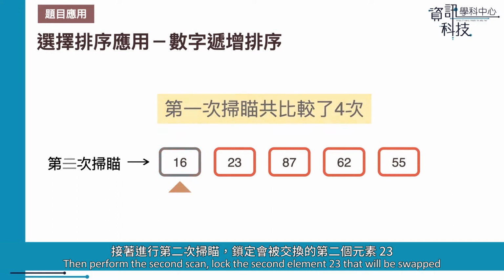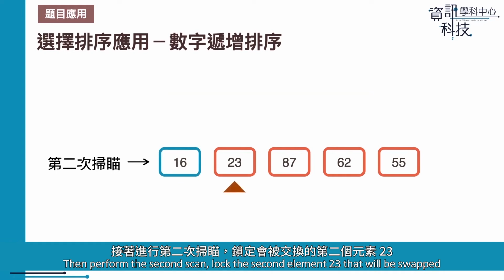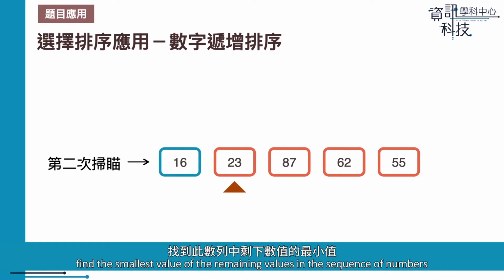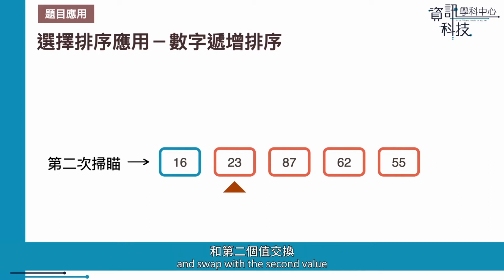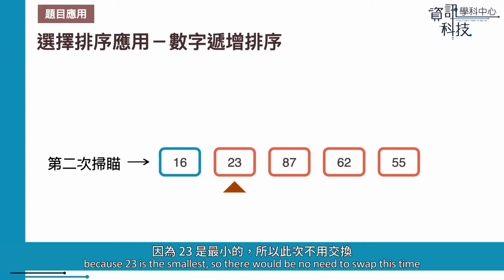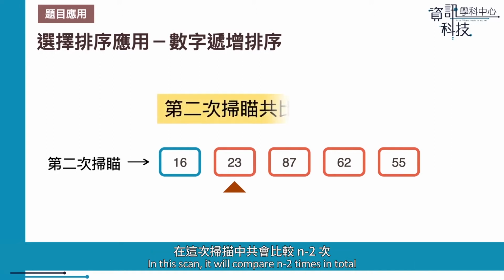Then perform the second scan. Lock the second element 23 that will be swapped. Find the smallest value of the remaining values in the sequence of numbers and swap with the second value. Because 23 is the smallest, there is no need to swap this time. In this scan, it will compare n-2 times in total.